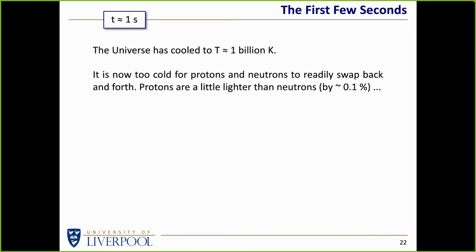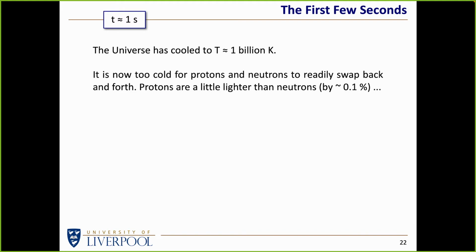Now that the universe has cooled to 1 billion Kelvin, it's actually too cold for protons and neutrons to readily swap backwards and forwards. Remember, the more energy they have, the easier it is for them to change from one to the other. But if the universe is now cooling off, it's rather difficult for protons to change into neutrons and vice versa. So at this particular point, the universe hasn't made equal numbers of protons and neutrons.